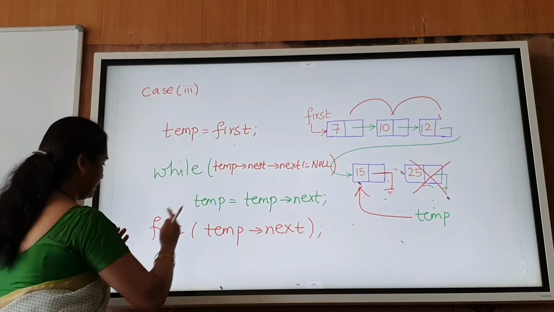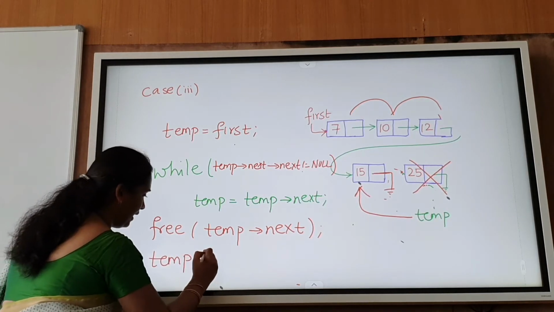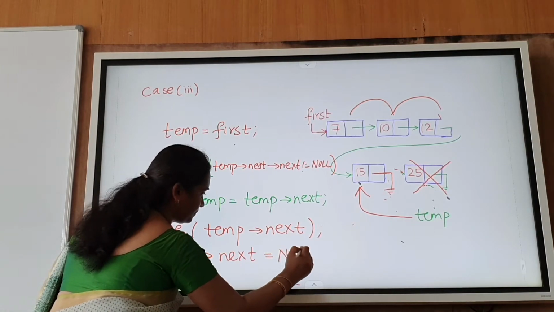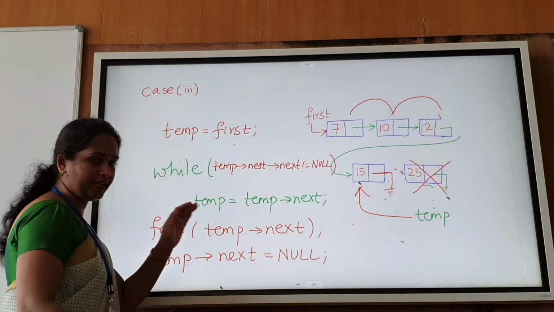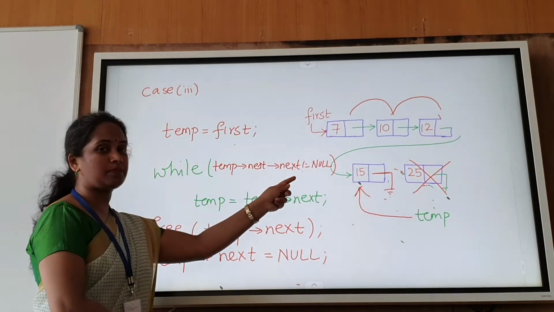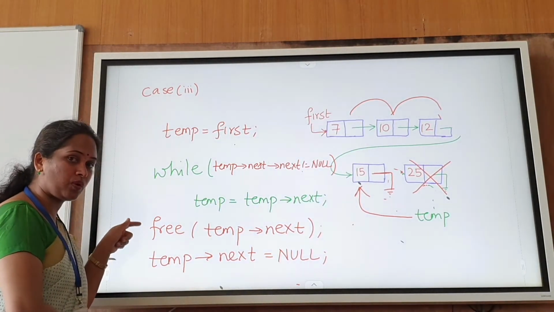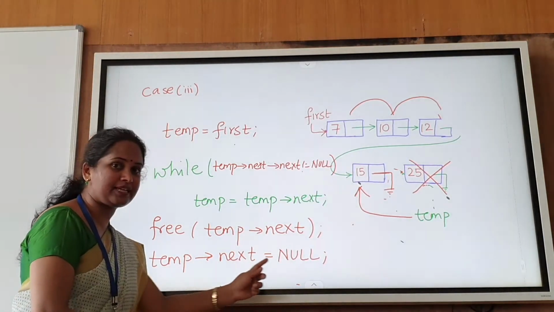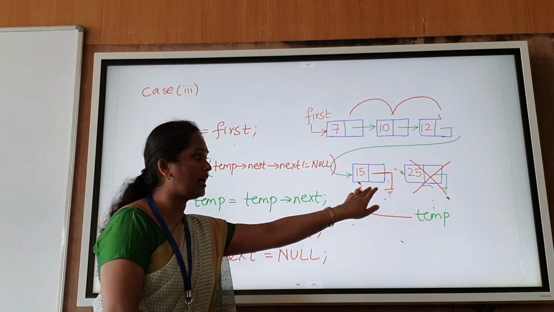So let me put that here in the code. I will say temp arrow next should be null, right? So let's check it. What did I do? I started from the first node. I moved to the last but one node, right? And I deleted the last node, and the last but one node's next field is set to null, to mark or to signify the fact that this is the new last node of the linked list.